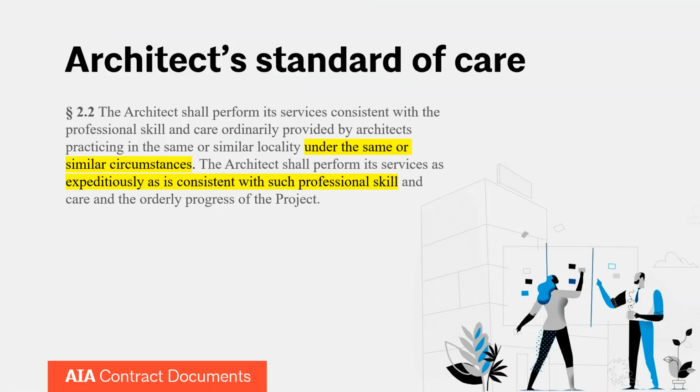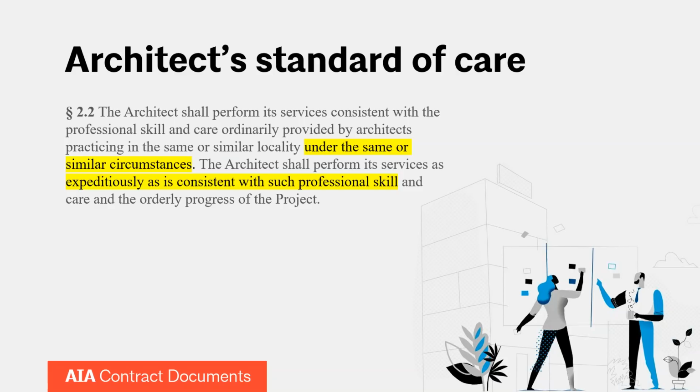Anytime we talk about the architect performing their services and the manner in which an architect performs their services, we have to start by talking about the architect's standard of care. In the B101, this is language that you'll find in section 2.2. If you're looking at a B105 or a B104 owner-architect agreement, this same language is in both documents. B105, it's in Article 1, and B104, it's in section 2.1. And really the same principles apply to those agreements as well.